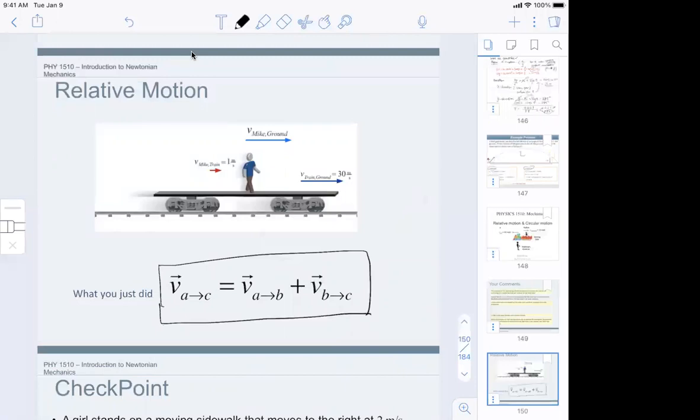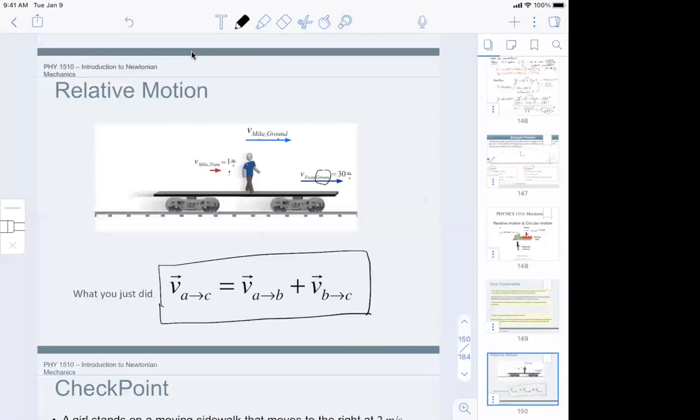So let's say you have a train. The train is traveling with 30 meters per second. But again, relative to what? Relative to the ground, or in another case, we say relative to the Earth. So V train relative to the Earth is 30. And the person is walking relative to the train with 1 meter per second. You're walking on the train. So together, your velocity relative to the Earth or the ground is going to be 30 plus 1, that is 31.